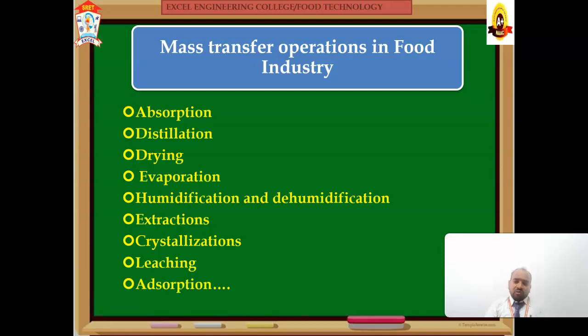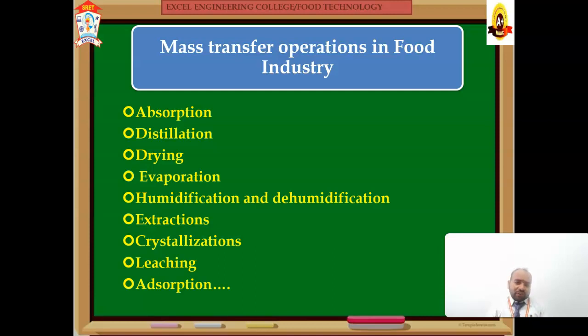Then the evaporation process. For the formulation of a highly concentrated product, we can utilize evaporation. For example, we can enhance the concentration of a sugar solution, which helps enhance the taste of our product. That's why we take the evaporation process.